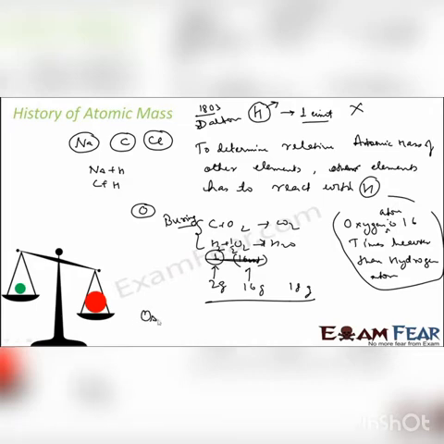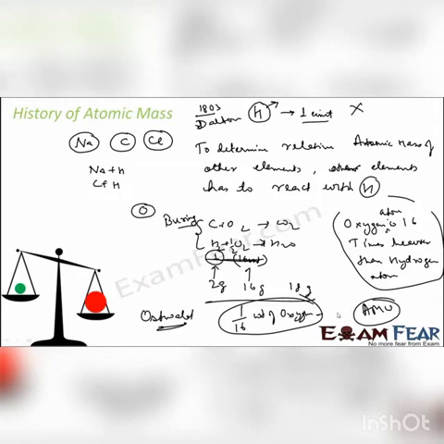So Ostwald, also a very popular scientist, recommended 1/16 weight of oxygen to be considered as the standard unit of atomic weight, and he called that the atomic mass unit, AMU. So 1/16 weight of oxygen became the reference, and all other atomic masses were formed from it.